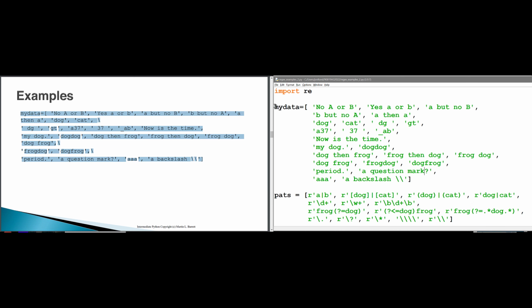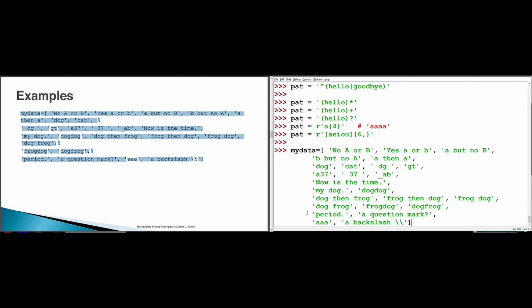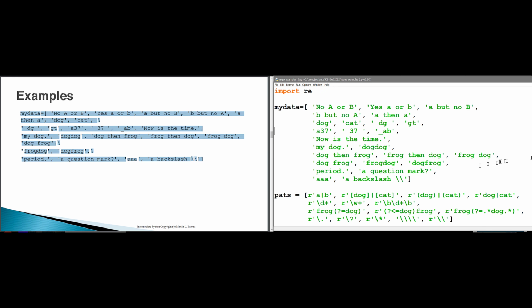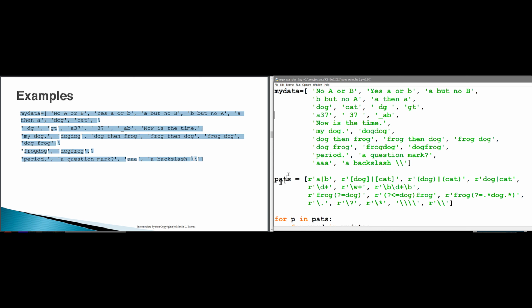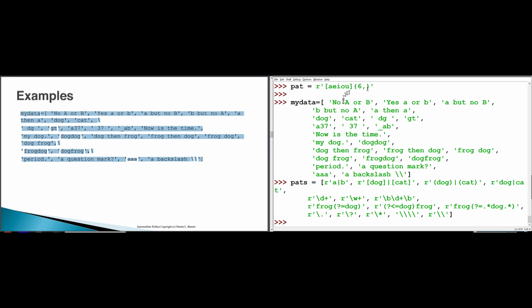Okay, so here is my data, which is a long list of stuff. And then here are the patterns that I'm going to test all of those against. All right, and to do this, I'm going to use the same kind of loop that I used back in the previous lecture.